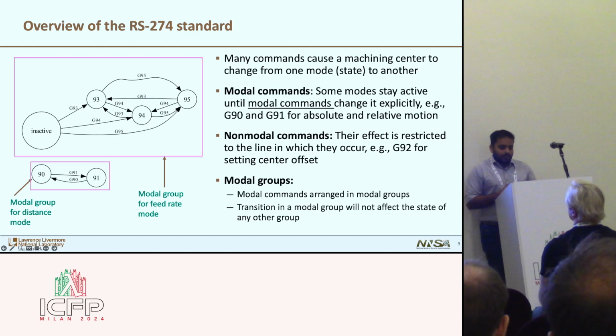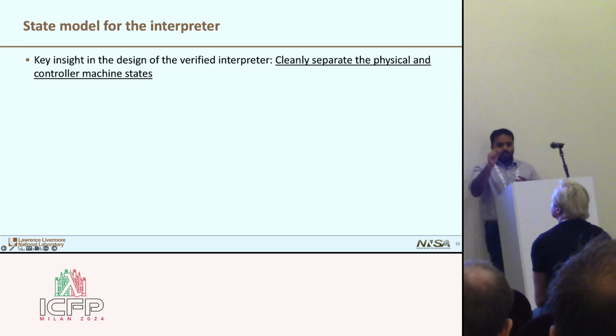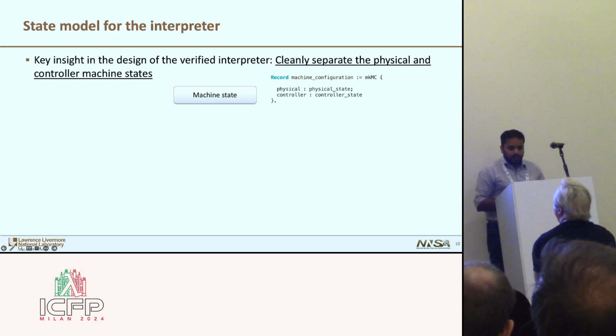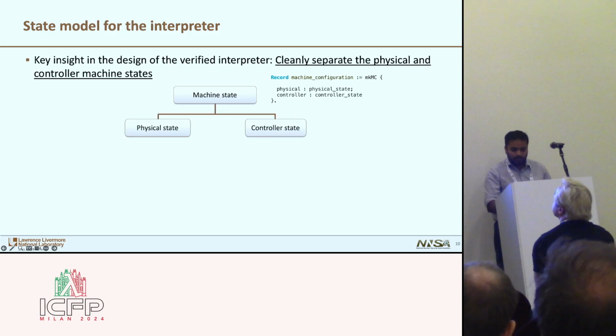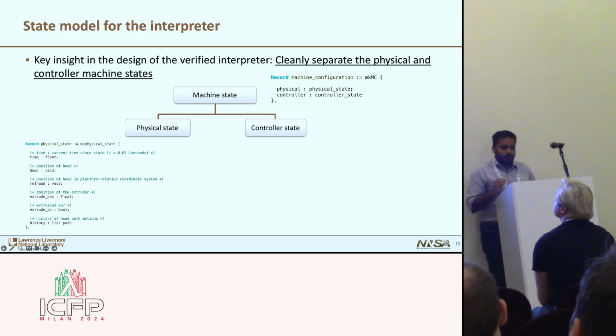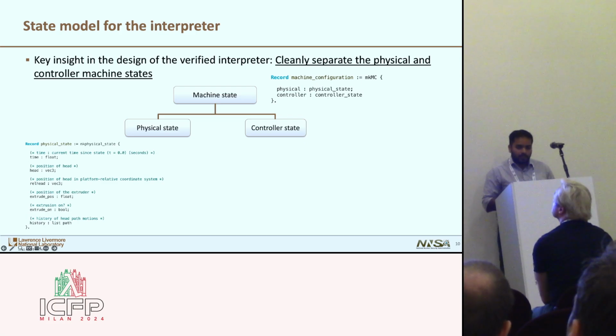We capture all of this in our interpreter using a state model. Here we track two states: the physical state, which is the position of the printer head, and the modal state, which determines how the modes transition. All of this is grouped into a machine state. We have defined this using a record in Coq, which tracks both the physical and controller state. This machine state can be decomposed into physical and controller state, where the physical state contains parameters like the position of the printer head in the absolute coordinate system and in the relative coordinate system, the position of the extruder, and whether the extruder is on or off. It also tracks the path of the printer head throughout the printing process.